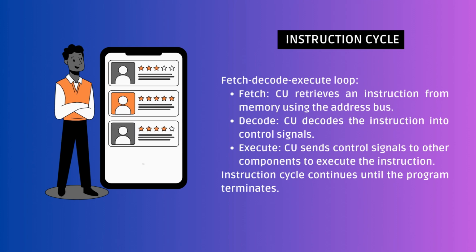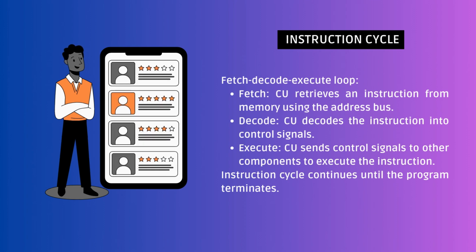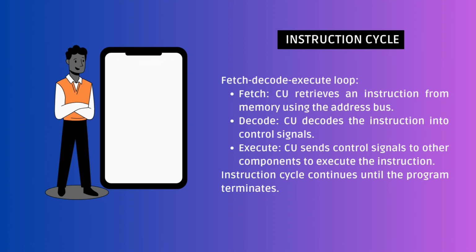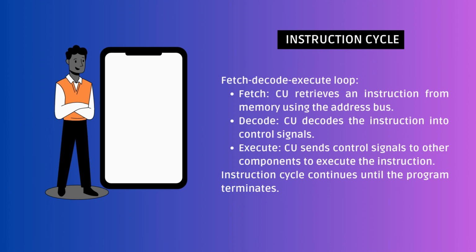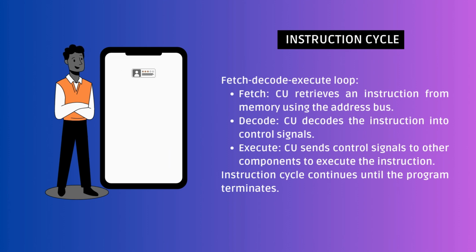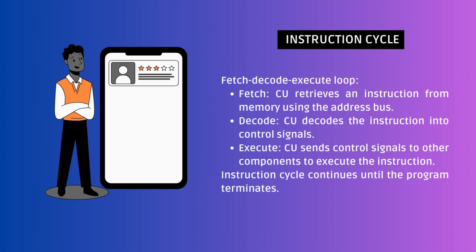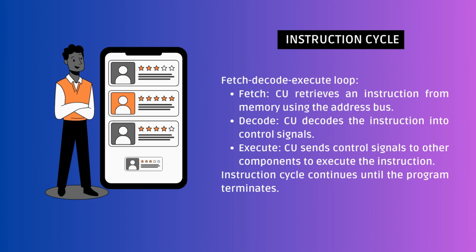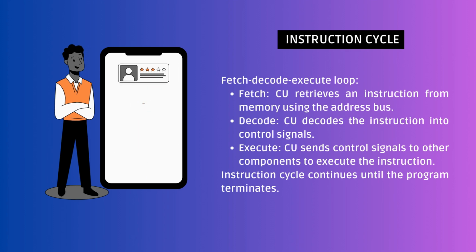Let's unravel the fascinating world of the instruction cycle. In the microprocessor's world, the fetch, decode, execute loop is like a musical performance. It starts with fetch, where the control unit retrieves an instruction. Moving to decode, the instruction transforms into control signals. Then execute takes center stage, directing the microprocessor to perform the instruction. This rhythm repeats until the program concludes, creating a seamless flow of instructions.